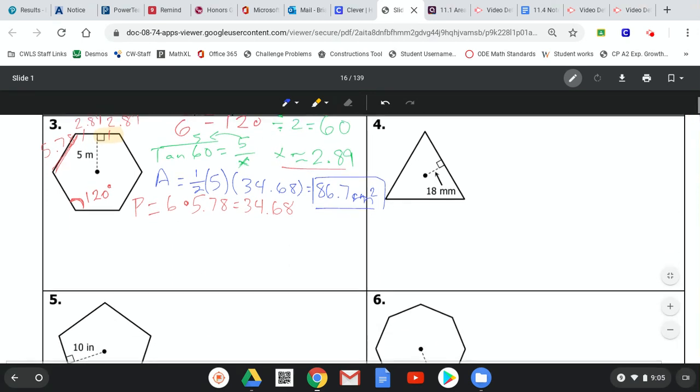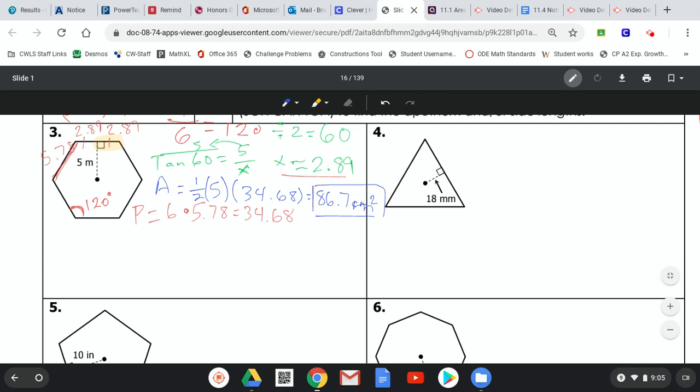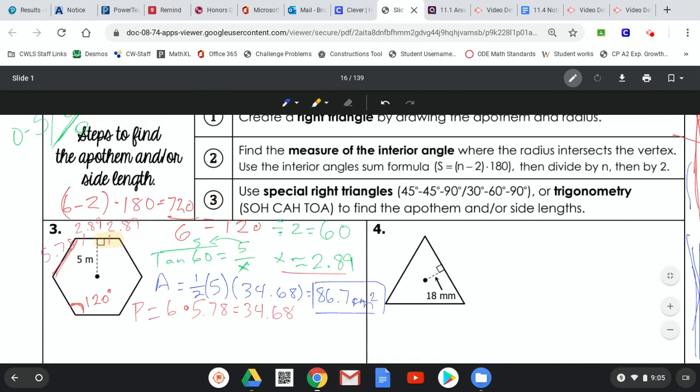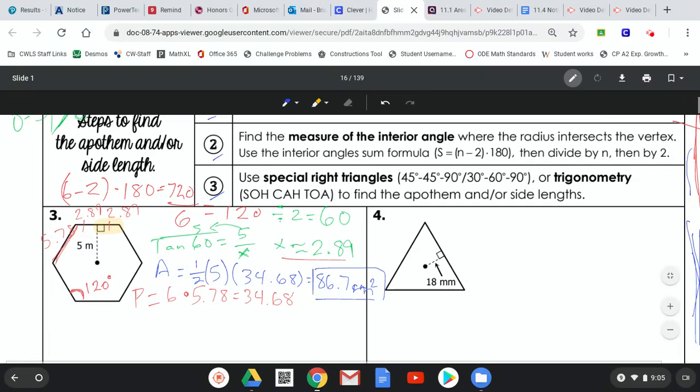I'm going to move up because we're just going to go through the steps, but they're not going to be there, so look back on the note sheet if you need to see those steps. It might be good to print that. The steps I'm talking about are 1 to 3 up here, the steps to find the apothem or side length. It might be good to print 1, 2, and 3 out if you can, or just take a picture of it on your phone. That way you have it.